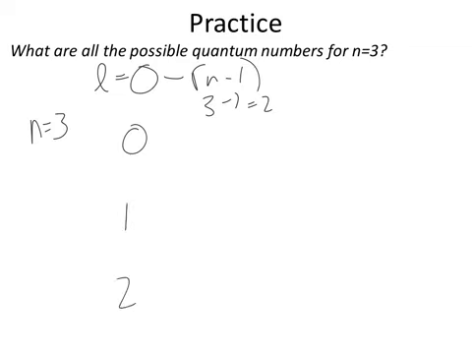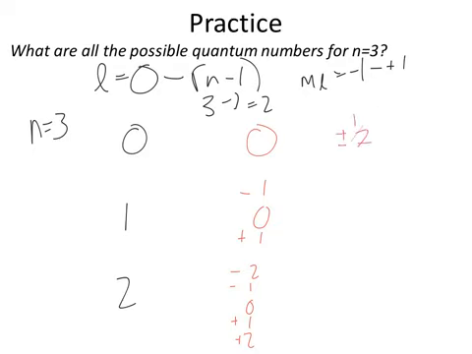Okay. Now our next ones, our ML is equal to negative L to positive L. So if your L value is 0, well then your ML value will also be 0. Now in the case of 1, well, we can have from negative 1 to positive 1. So we can have negative 1, 0, and positive 1. So you can have 3 ML values for 1. And for 2, again, you go from negative L to positive L. So you can have negative 2, negative 1, 0, 1, and 2. So those would be your quantum numbers for that. And if you want to also talk about your MS, your quantum number for your electrons, remember that each one would have plus or minus a half.